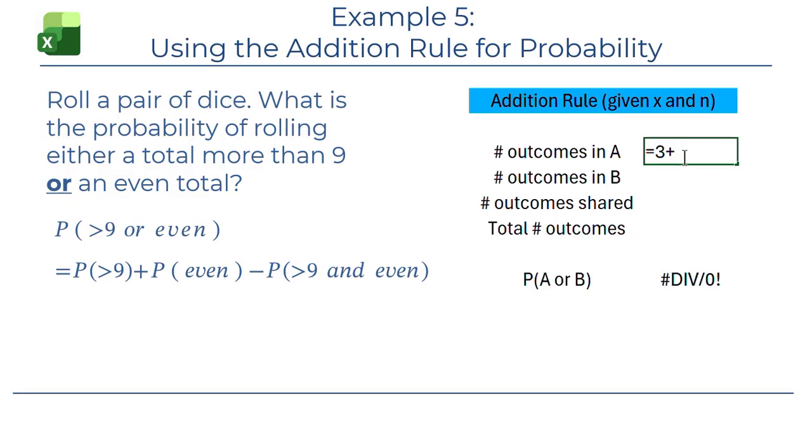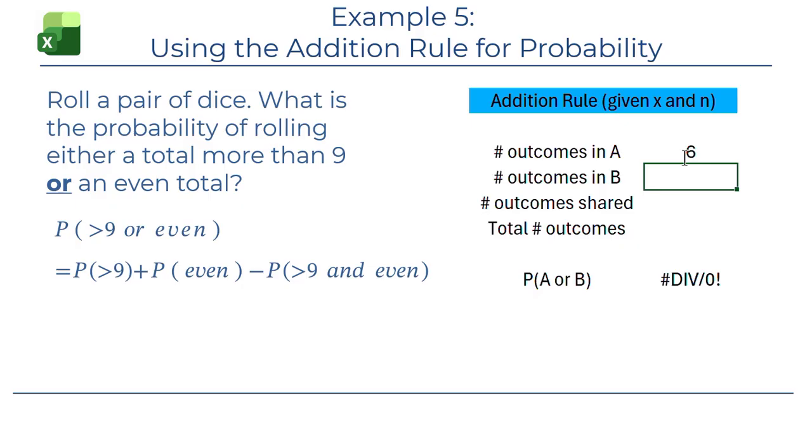A total of 11 would be 5 and 6, 6 and 5. And a total of 12 would be 6 and 6. Outcomes in B would be any values that are even.